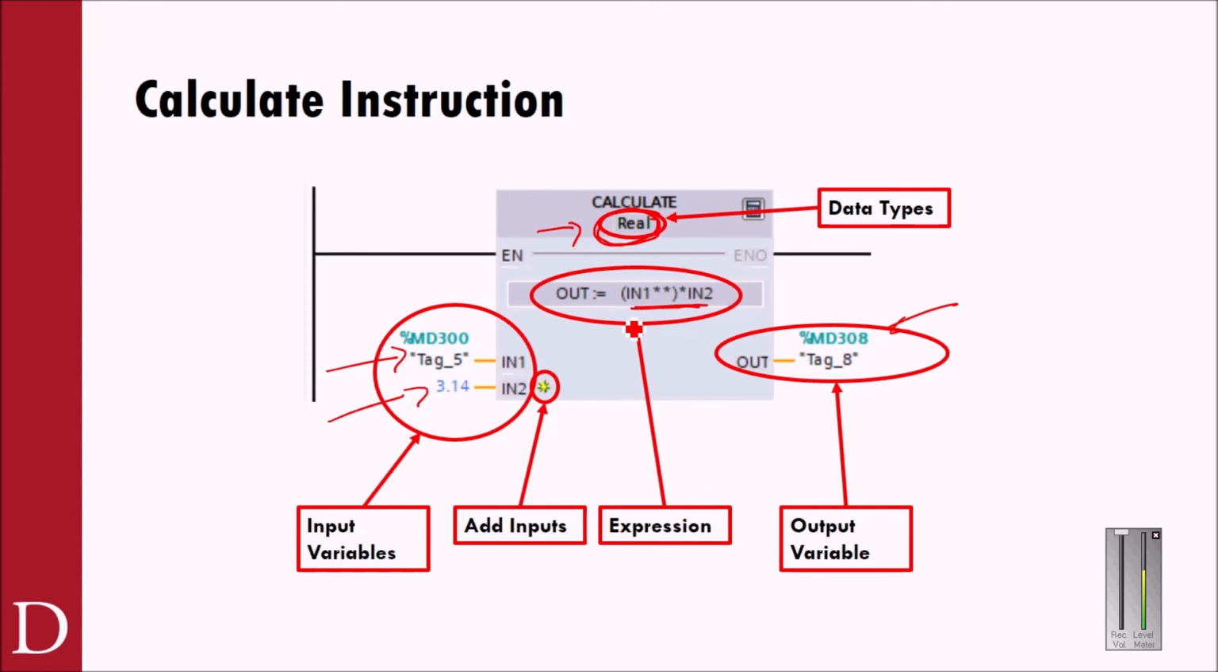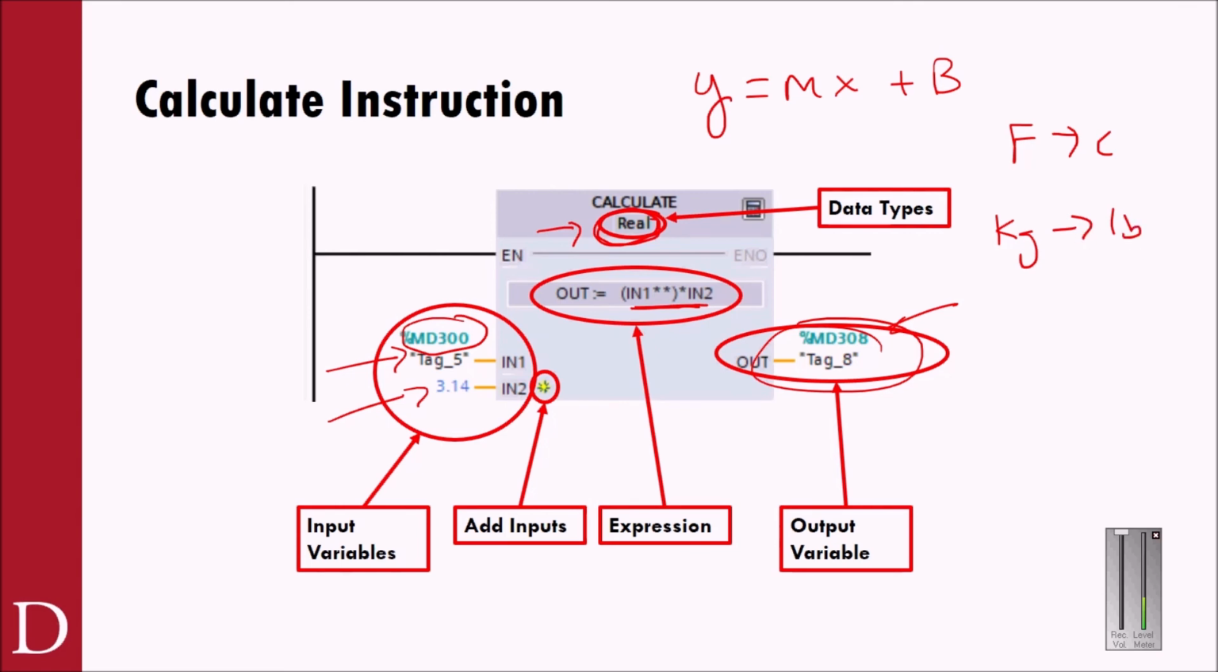So you build an expression in here, an algorithm that you're going to use. So in this one, the asterisks means that I'm going to square whatever's in MD300. I'm going to take that result because it's in parentheses, and then I'm going to multiply it by whatever's in input 2, and then store that result in MD308. The expression can be whatever you want it to be, right? So if you had y equals mx plus b, the equation for a line, or the equation for Fahrenheit to Celsius conversion, you could build that into here, or kilograms to pounds, you could build that expression into here, and then you could input the data that you need, and then output the data that you want.